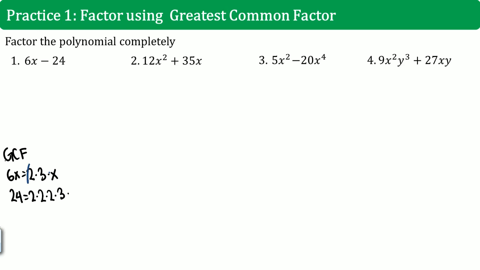Oh, you have a pair of 2's and you have a pair of 3's. So the number 6 is what they have in common. 2 times 3 is just 6. So 6 is what they have in common.